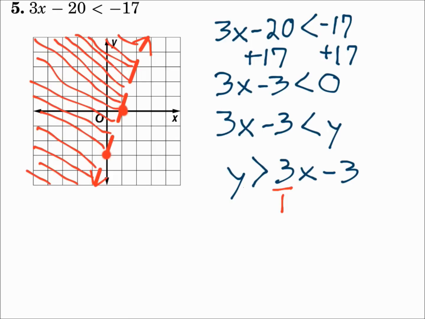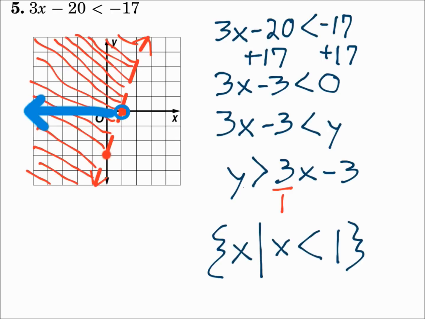The solution is the shaded part of the x-axis. It starts right there at 1. It's an open circle because that's a dashed line. The 1 is not included. And it's everything to the left. So it's the numbers less than 1. All x such that x is less than 1. When it's shaded to the left, it's less than. When it's shaded to the right, it's greater than.